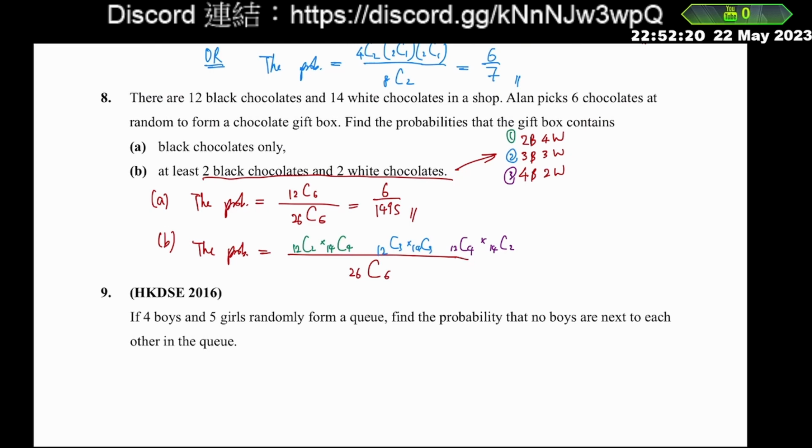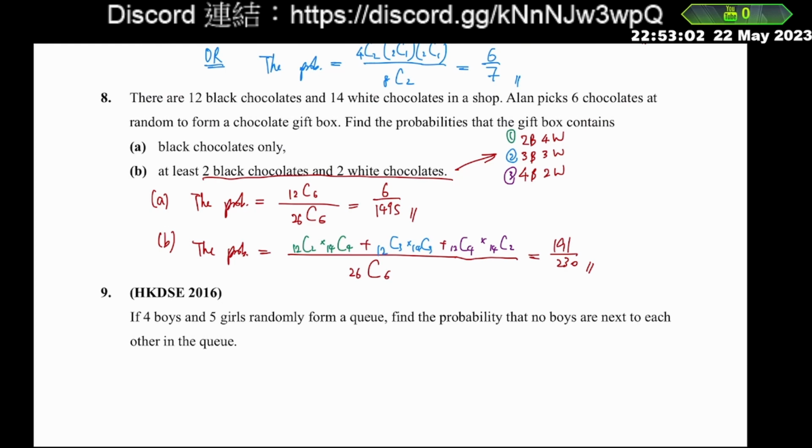So we put them all together, add them up, and press the calculator. 12C2 times 14C4, plus 12C3 times 14C3, plus 12C4 times 14C2, and then over the denominator 26C6. And so this is 191 over 230. I hope I did not press the calculator wrong. But if I really pressed the calculator wrong, this is in the video, I cannot change it. So you change it for me.